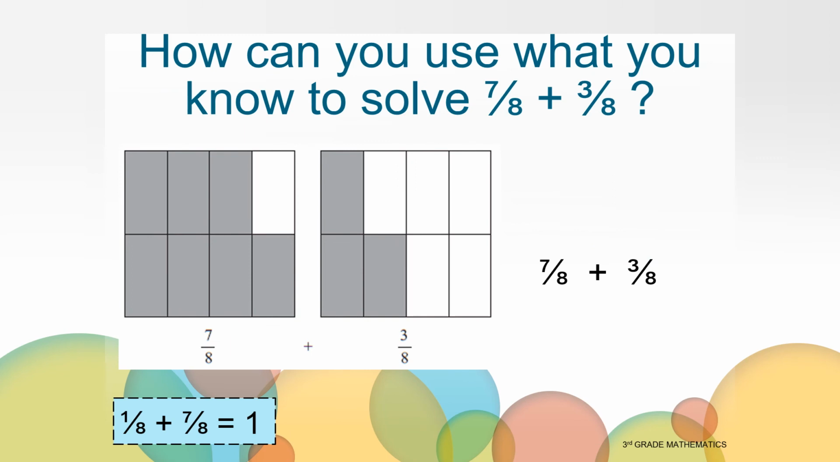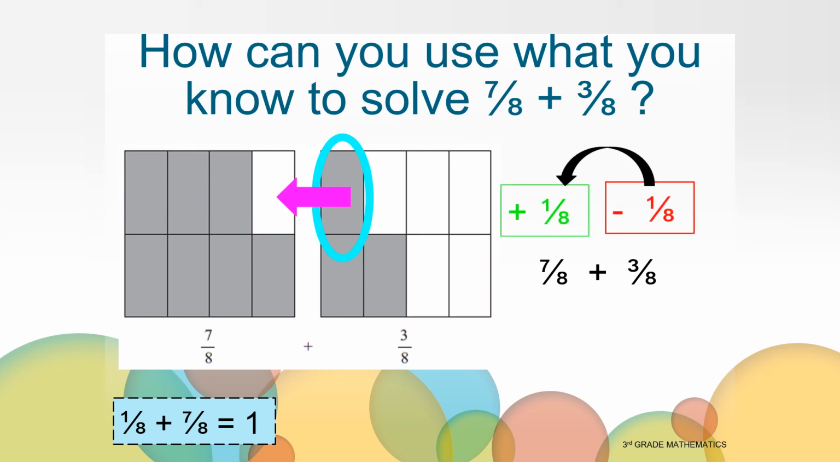Now let's think about this a little bit differently. How can we use what we know about 1/8 plus 7/8 equaling 1 whole to solve this problem? Well, I know I need one more eighth to make 1 whole right here. So I can take 1/8 from the 3/8 and just give it to the 7/8. I know I can do that because I'm not adding anything or taking anything away. I'm just moving things around a bit.